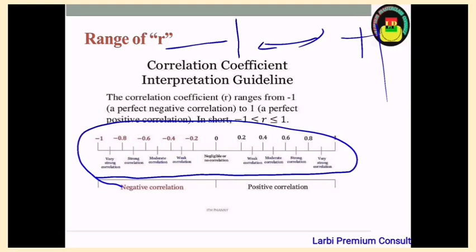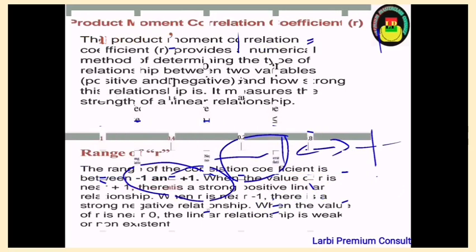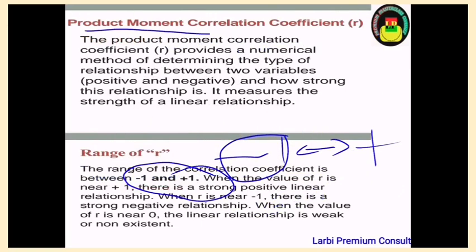So it is always -1. If you want to present more, then use your r: -1 is less than or equal to r, which is less than or equal to +1. So that is the range for the correlation coefficient, represented as r. And the method that we use to determine that is the product moment correlation coefficient. Please take note. Let's take note of that.